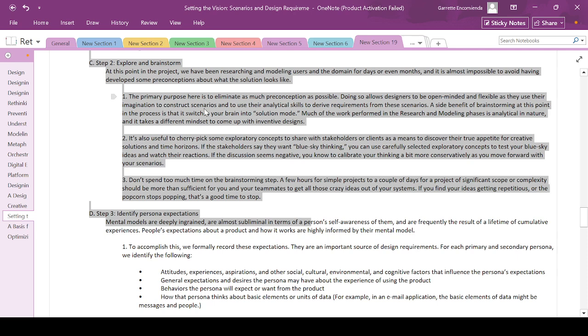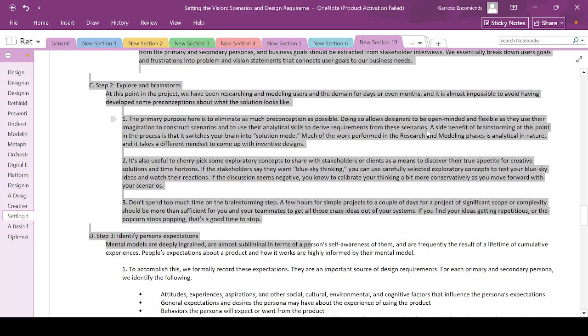The primary purpose here is to eliminate as much preconception as possible. Doing so allows designers to be open-minded and flexible as they use their imagination to construct scenarios and to use their analytical skill to derive requirements from these scenarios.